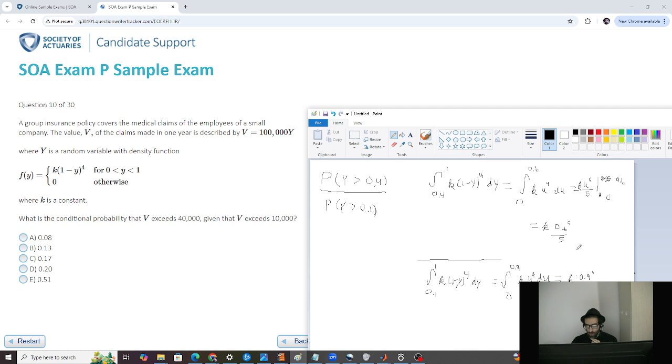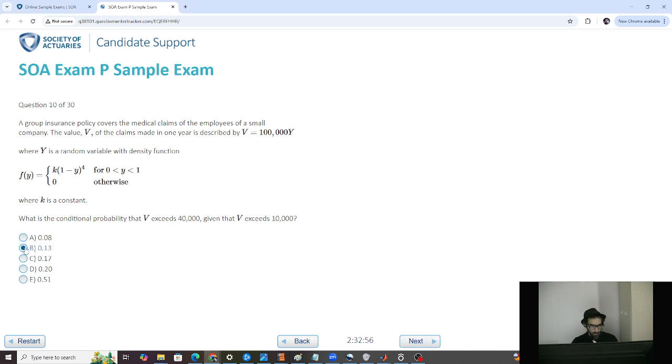Notice that because our lower bounds are 0, we can kind of just ignore them. We divide them. k over k cancels out. 5 over 5 cancels out. What we want is 0.6 over 0.9 to the 5. Notice that 0.6 over 0.9 is 2/3. 2/3 to the 5 is going to equal 32 over 243. 32 divided by 243 is going to get you 0.13.